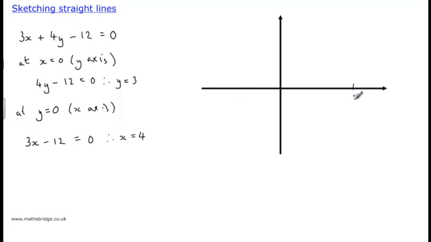We now have 2 points on the coordinate axes that the straight line must go through, and we can draw a straight line that goes through both of these points.